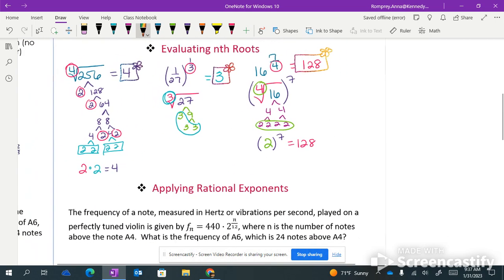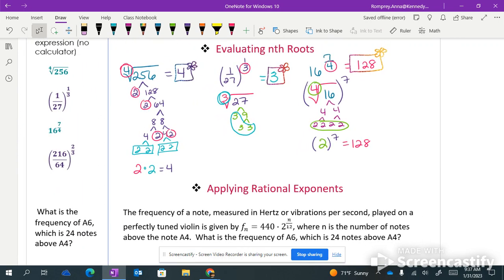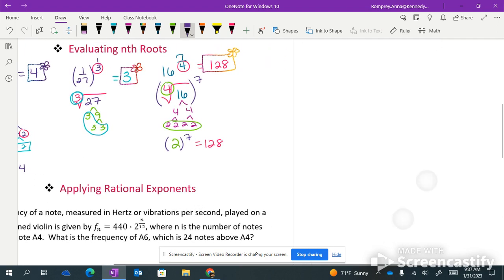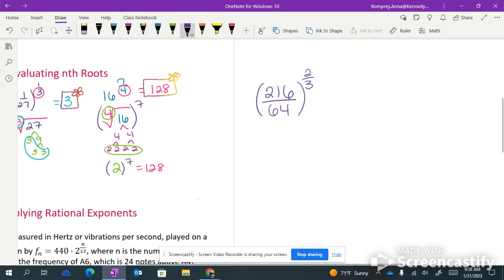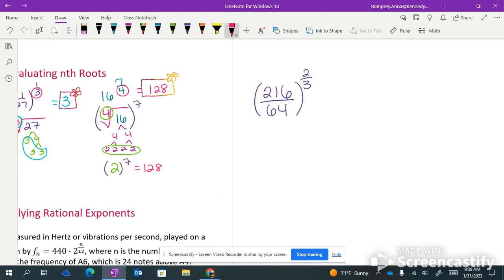All right. One more that I wanted to show you. I'm running out of room, so I'm going to put it off to the side. I wanted you to see how we can do the same thing, but with a fraction. So we've got 216 over 64, 216 64ths, to the 2/3. All right, so again, we're going to rewrite as a radical. So I need a cube root.